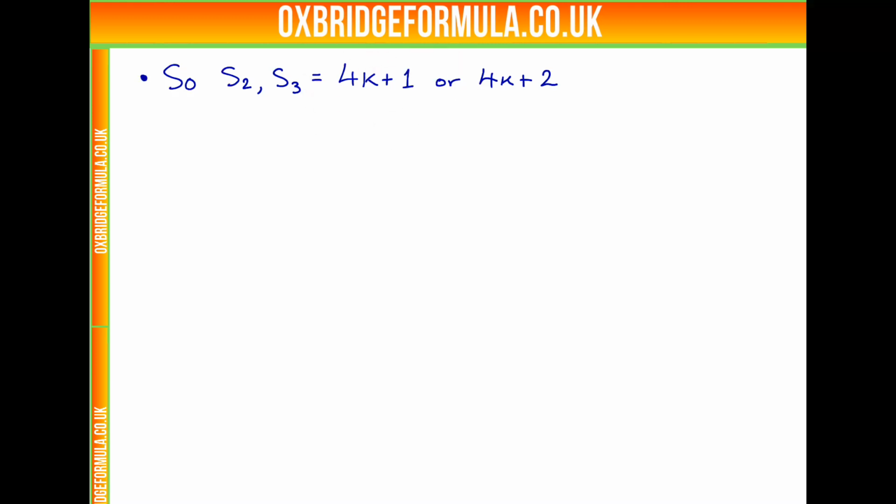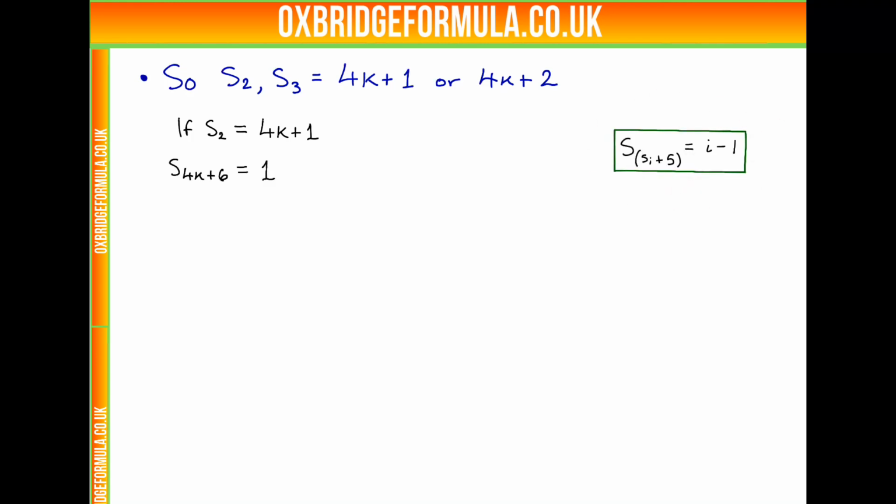Let's pick the first one. Let's say S2 is 4k plus 1. This is a completely arbitrary choice. So, if S2 is 4k plus 1, what can we say? We can apply our rule. This is the only thing we can do in this question, pretty much. So, it seems like the most likely thing we need to do.